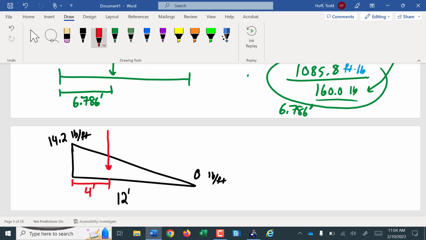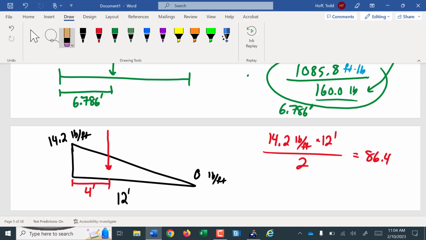And then the amount is the total load. It's just the area of a triangle. So it's that 14.2 pounds per foot times the 12 feet, but then it's a triangle, so we have to divide it by 2. I believe that comes out to 86.2 total pounds. So the centroid for that triangular load, it's equivalent to being an 86.2 pound concentrated load 4 feet from the left end.